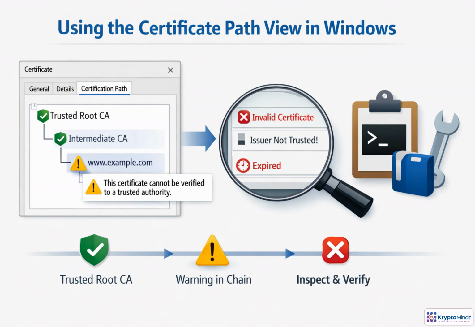When you're troubleshooting a certificate in Windows, the Certification Path tab is your fastest health check. Open the certificate, switch to Certification Path, and read the status message at the bottom. If it says, cannot be verified up to a trusted certification authority, the chain is broken somewhere. Click each certificate in the path, open its details, and confirm validity and issuer. Fix any warning here before you dive into command line tools.